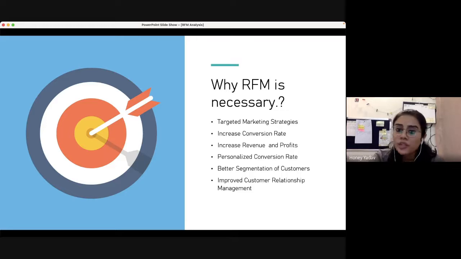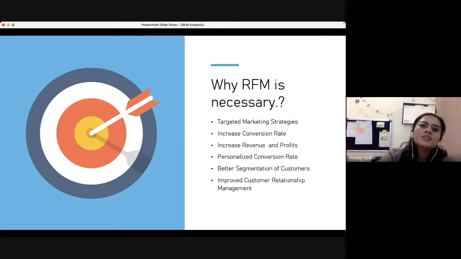So the second is you can increase the conversion rate. Obviously, when you are targeting a very segmented part of your customers, when you are targeting very high monetary value customers, the potential of those customers buying your product is very high. So the conversion rate is very high. That is going to make transactions with your organization, increasing revenue and profit. That is the ultimate outcome of an increased conversion rate, as well as personalized conversion rate.